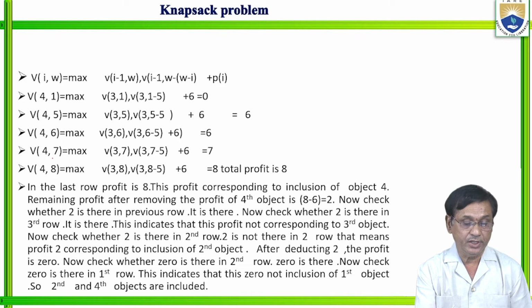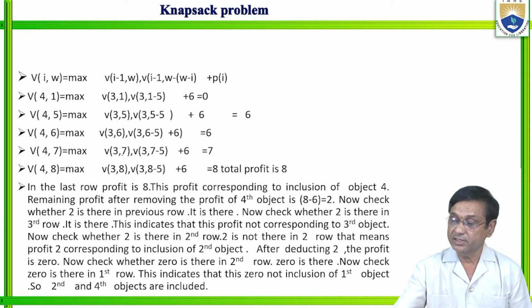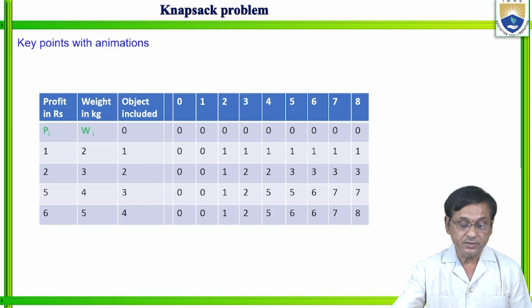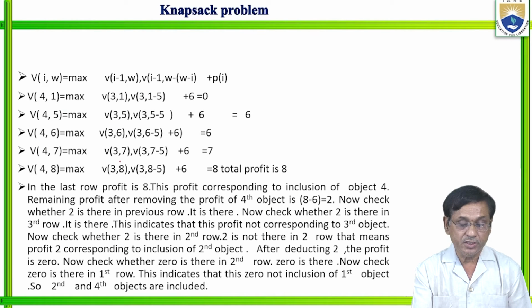Then next, coming to 4 comma 7. V of 4 comma 7 is equal to the maximum of V of 3 comma 7 and V of 3 comma 7 minus 5. In this, 3 comma 7 is 7 only, and 3 comma 2 is 1 only, so again we are getting 1 plus 6, 7. Both are 7s. You can consider any one of them, the maximum is 7.